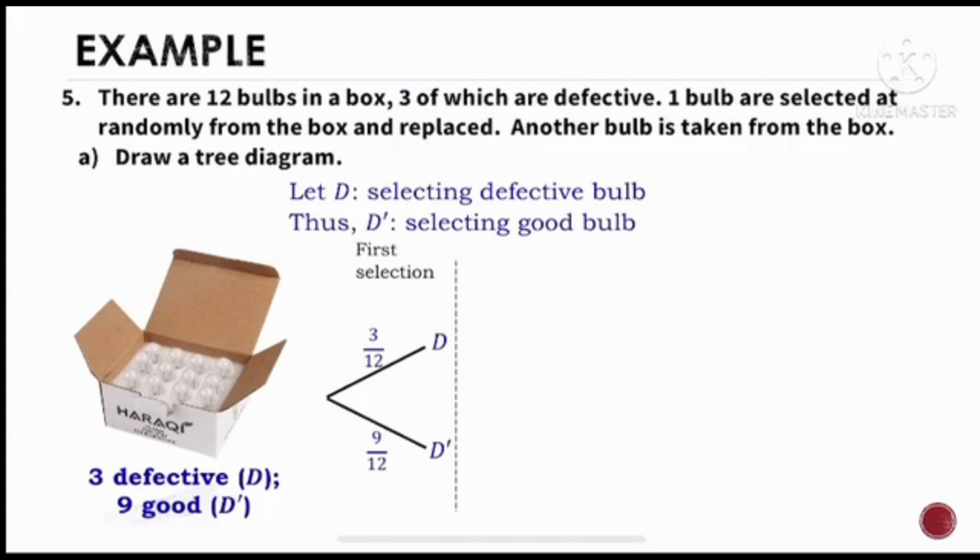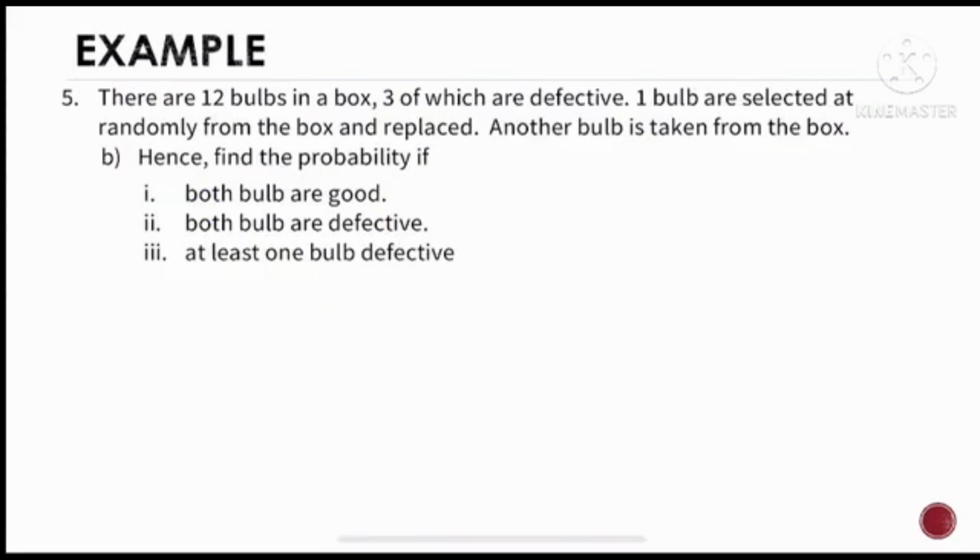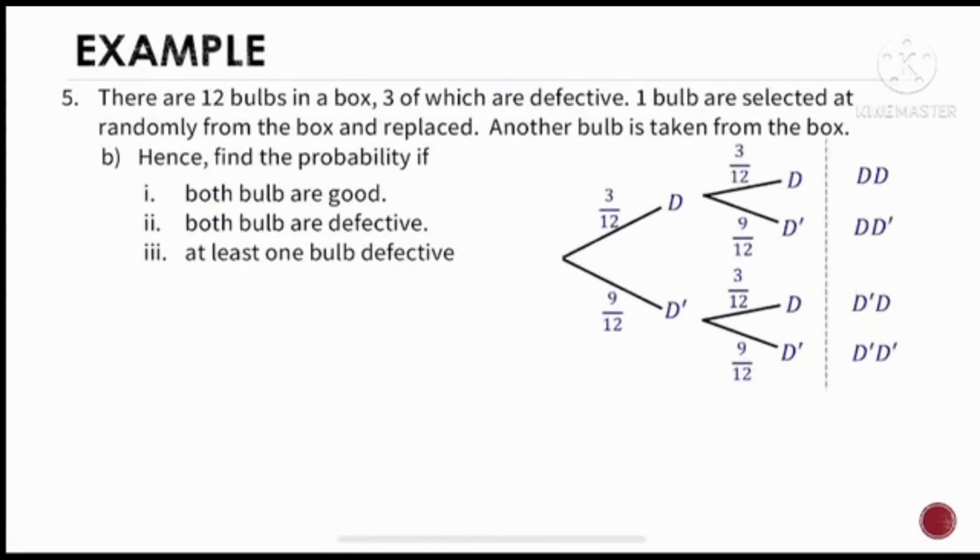The selected bulb is replaced back into the box. So the box still has 12 bulbs, of which 3 are defective and 9 are good. Now we want to take another bulb from the box. So the probability of selecting a defective bulb is still 3 over 12 and the probability of selecting good bulbs is 9 over 12 for the second selection. The final outcomes are both defective bulbs, the first one defective and second good, the first one good and second defective, and both good bulbs. To solve this probability, we have to refer to the tree diagram from A.